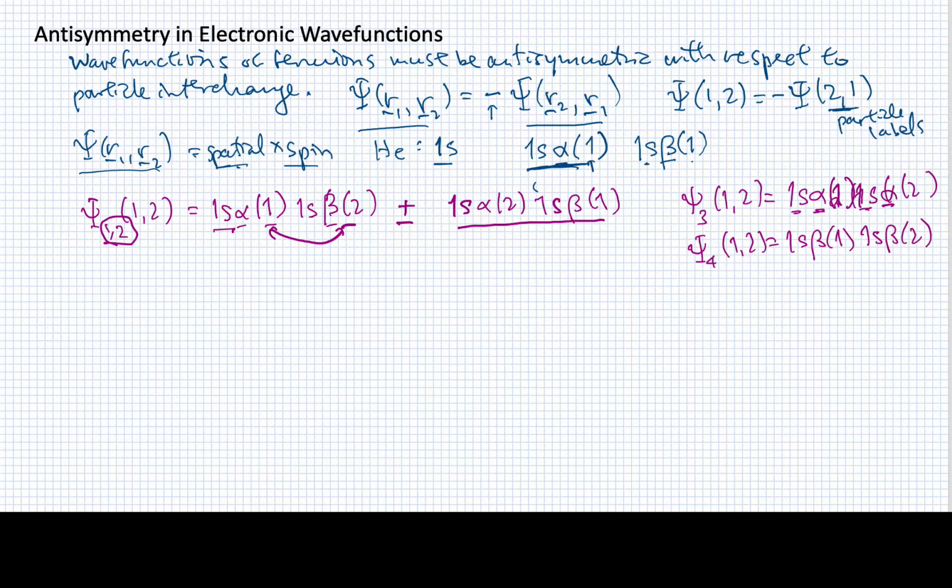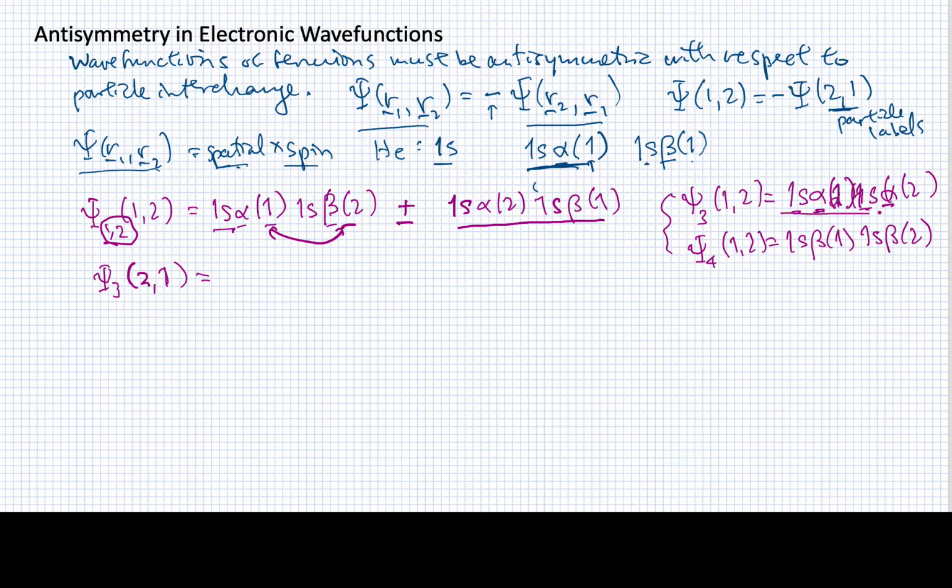Well, let's look at the last 2, let's look at these 2 first. So I could have, for example, for state 3, I may want to interchange my 2 electrons. What would that look like?